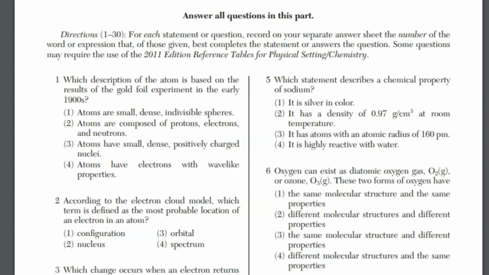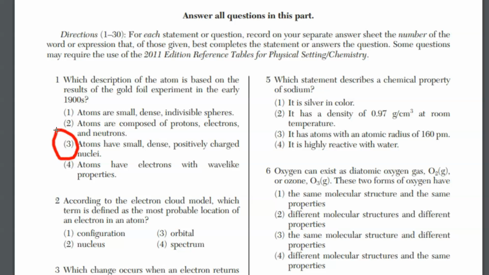Let's do it. Number one, which description of the atom is based on the results of the gold foil experiment in the early 1900s? Hopefully you would remember two major conclusions from Rutherford's experiment. One is that the atom has a small, dense center that's positively charged, and the other is that it is mostly empty space in atom. And sure enough, here we are at choice 3.